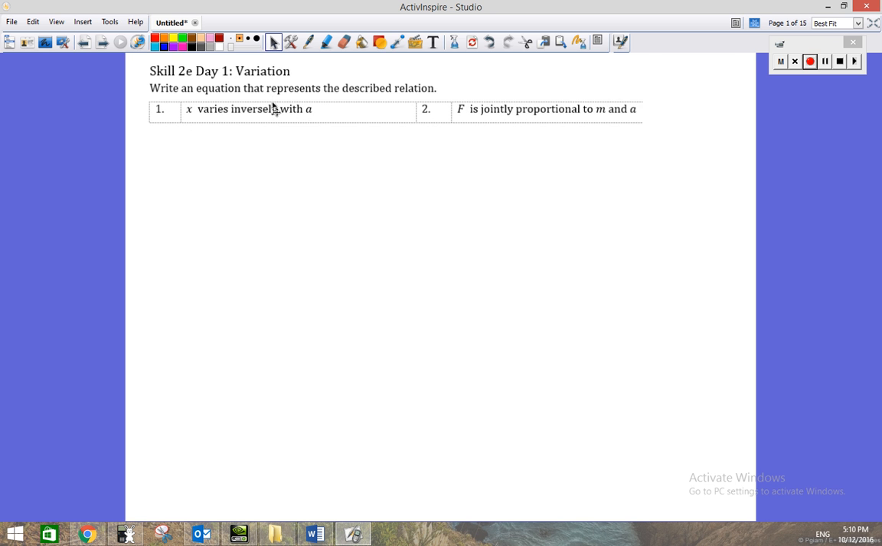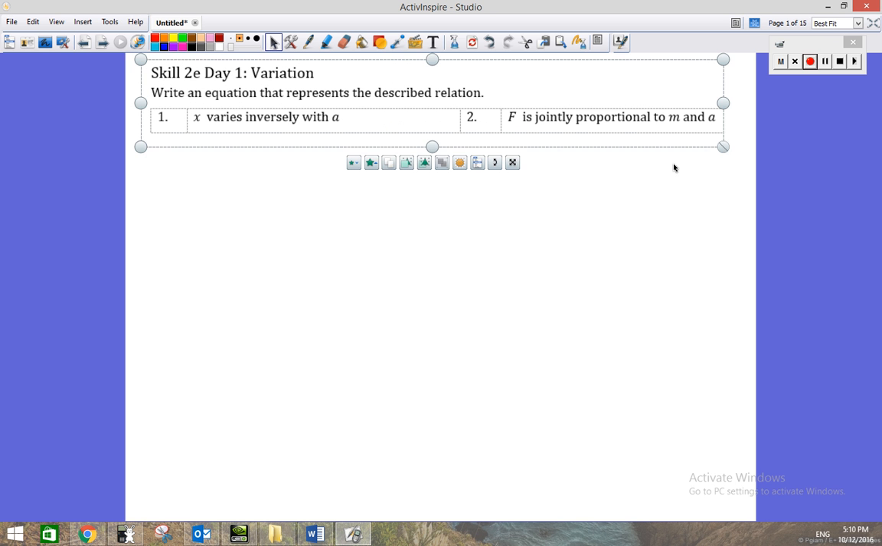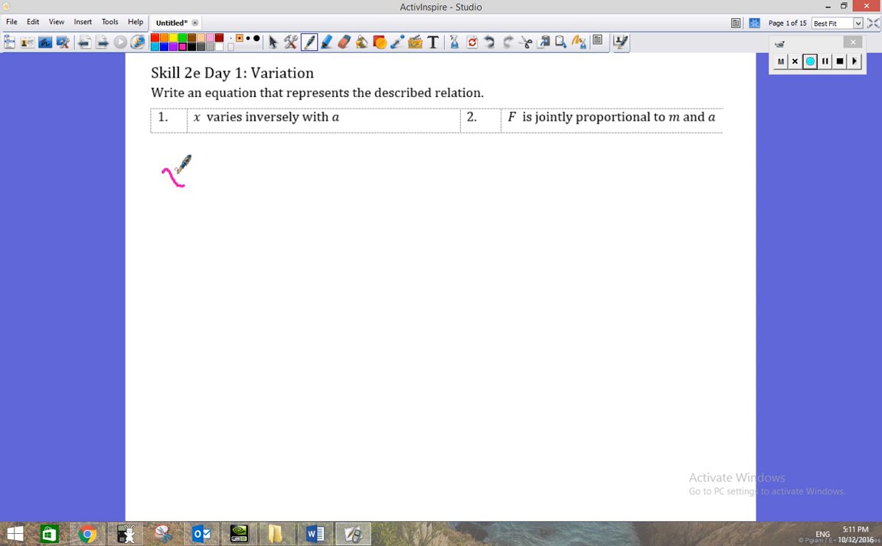So here in the beginning, it's just a straightforward transformation, looking for keywords. When I see inversely, I think division. When I see jointly, I think multiplication, but that more than one variable follows. So here when it says x varies inversely, I have x equals my constant of proportionality. I usually use k. You can use c for constant. Those are the two most common letters that they use.